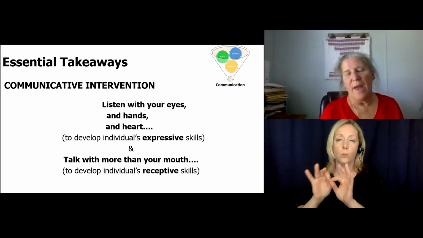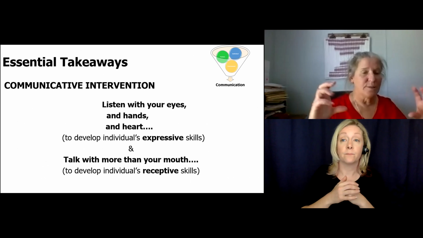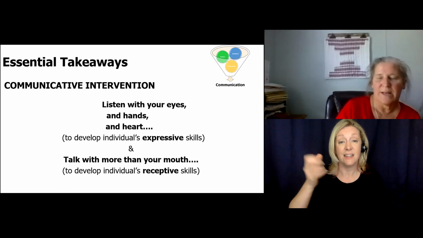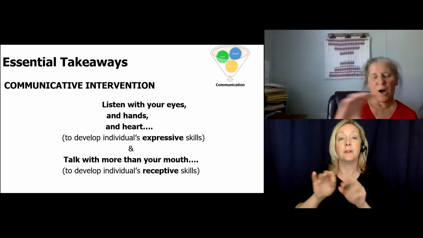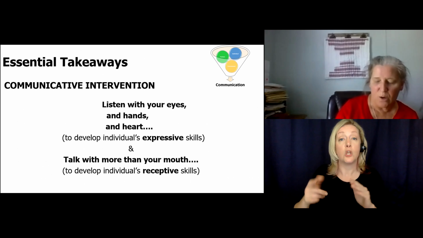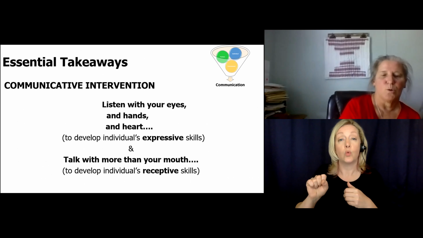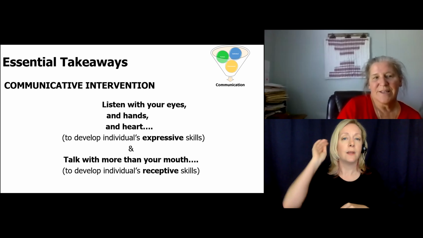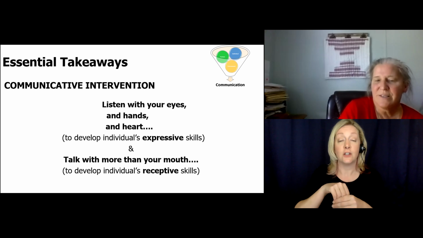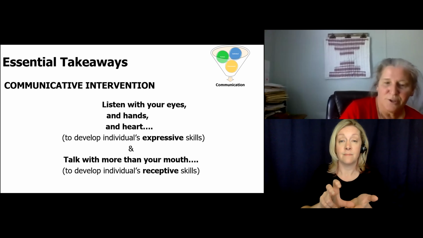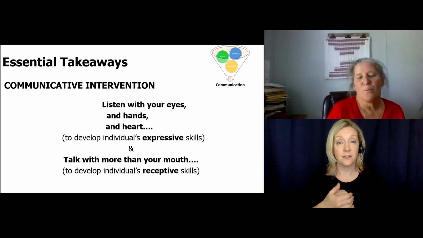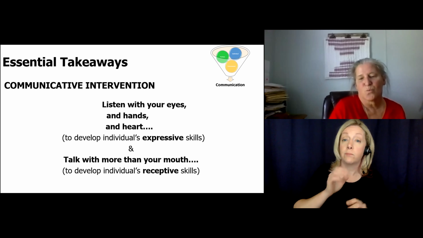Okay, so with every one of those foundations, or each one of the levels, at the end of each one of them, we have essential takeaways. So as you're going through the module and you get to the end, there'll be several, like 3 or 4 slides that have the essential takeaways that go with that level. But each one always ends with this: communication intervention is listening with your eyes and hands and heart to develop the individual's expressive communication skills, and talking more with your mouth to develop the individual's receptive skills.